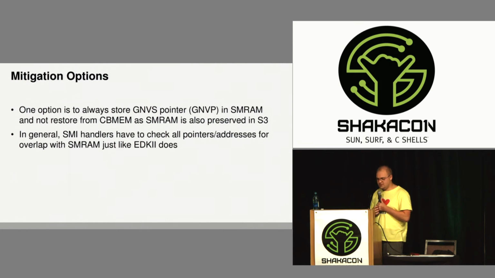Another way we can protect from this type of vulnerability is just to have an extra copy of the address for the GNVS somewhere in SMRAM. Because this is a global structure, we can have a copy somewhere in protected storage. It's not supposed to be relocatable.